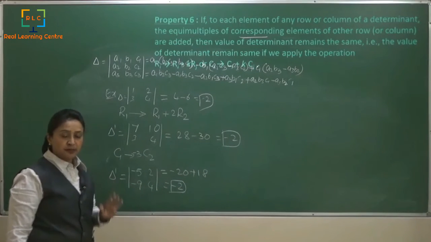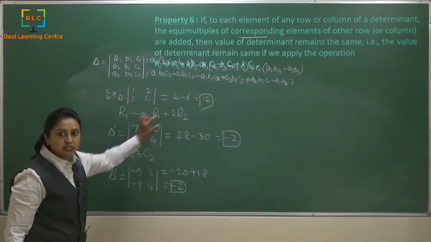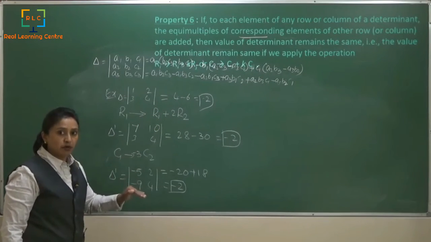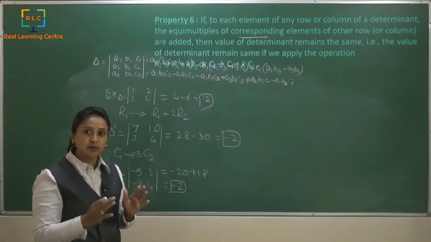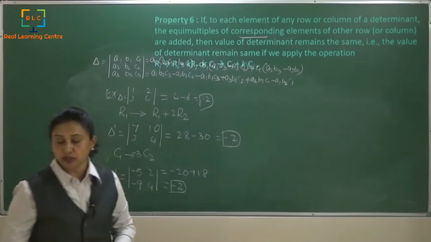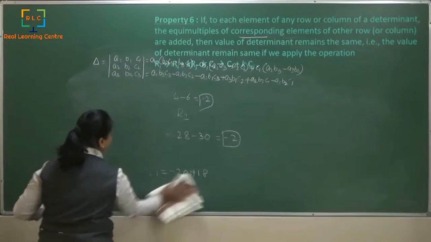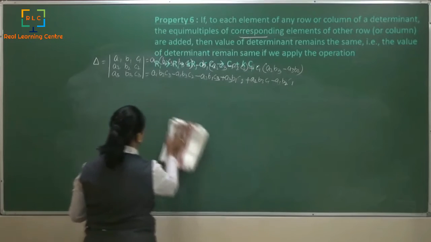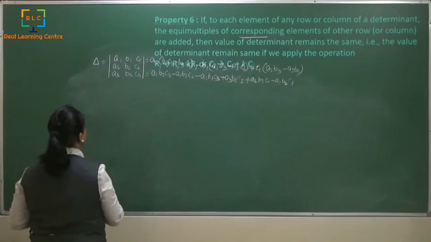So irrespective of whatever scalar, whatever constant you take, multiply to some row, add it to another row or add it to another column, the determinant value will not change. It will remain to be the same. That is the meaning of this property. So now how do you prove this? In this proof we are going to use the previous proofs' results also.